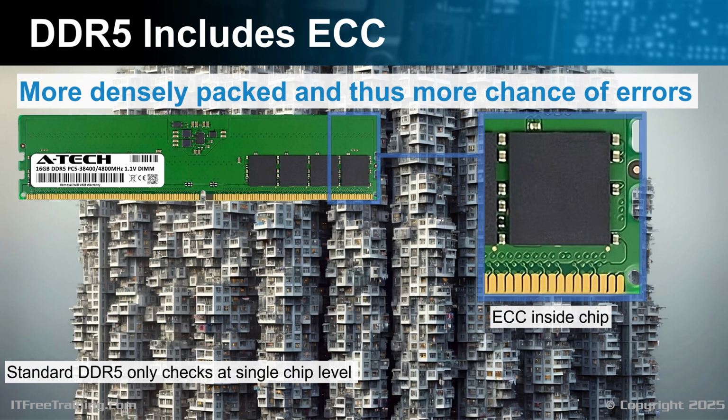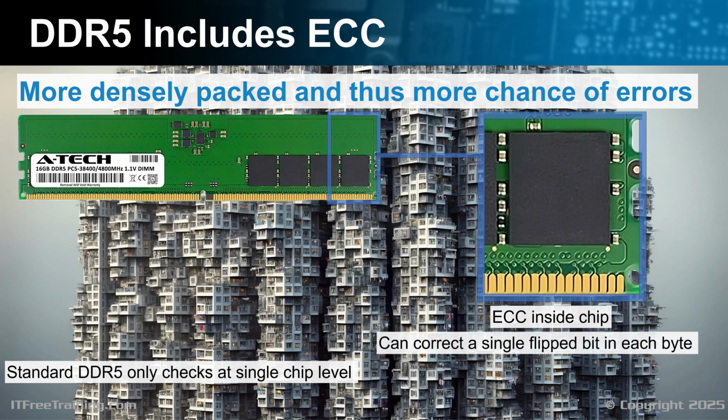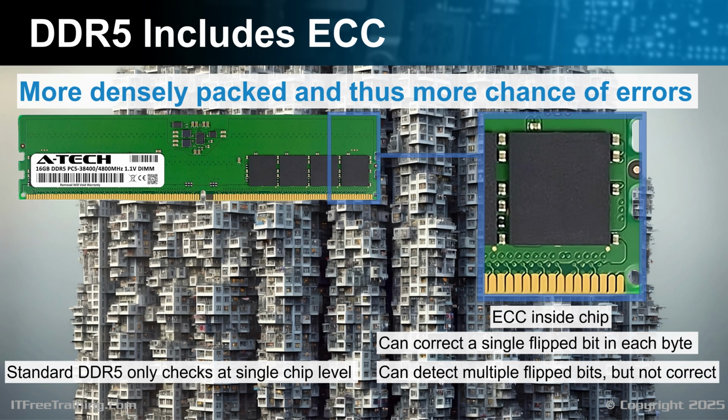The ECC inside each chip can correct a single flipped bit. It can also detect multiple flipped bits, however it can't correct them. So far, this sounds just like ECC memory. However, there is a difference.